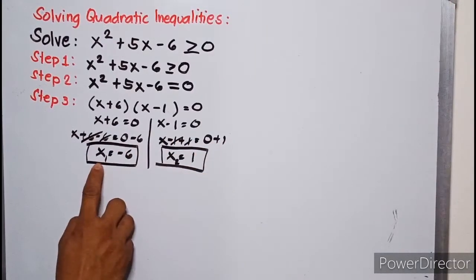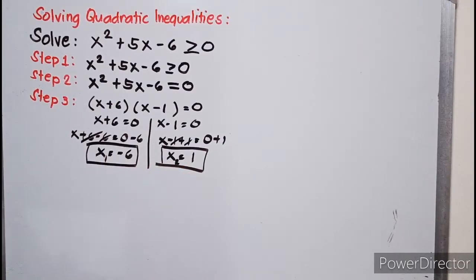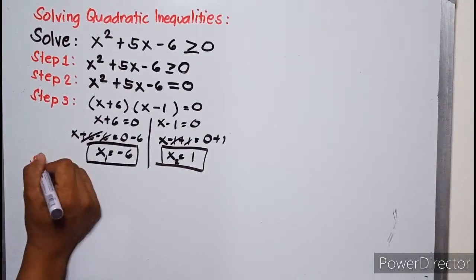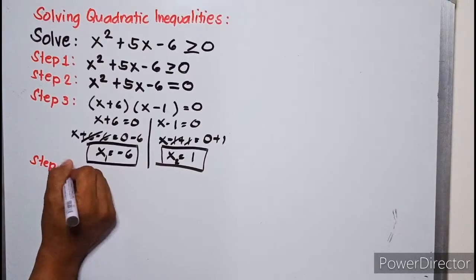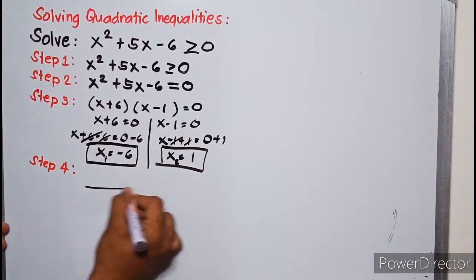So our solution is x sub 1 equals negative 6, and x sub 2 is positive 1. After getting our solution, we are going to proceed to step 4. In step 4, we are going to plot the two solutions on our number line.